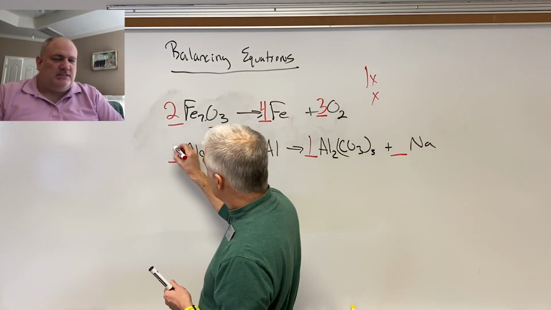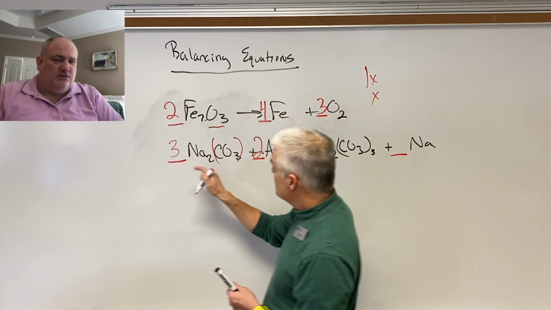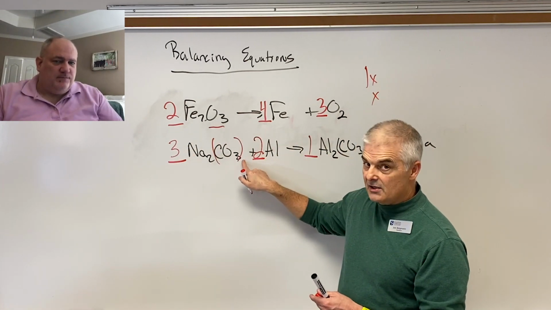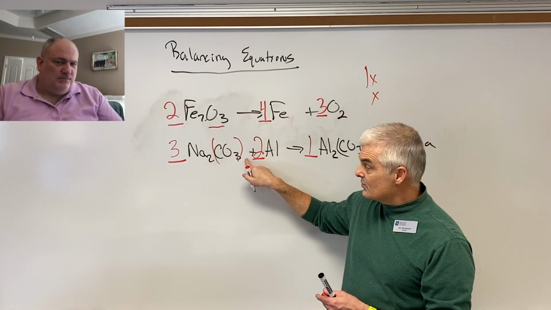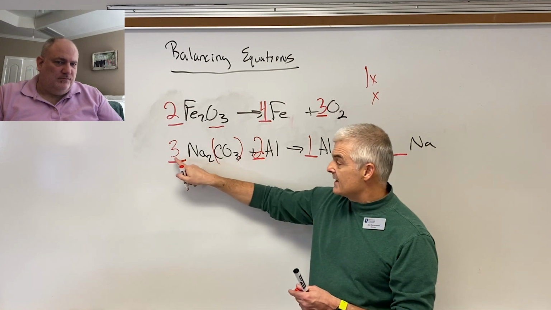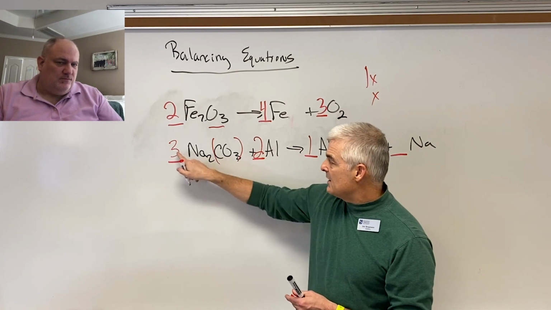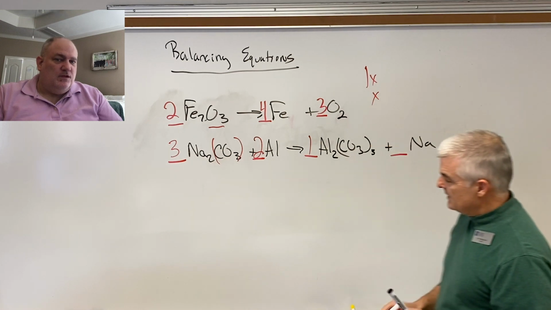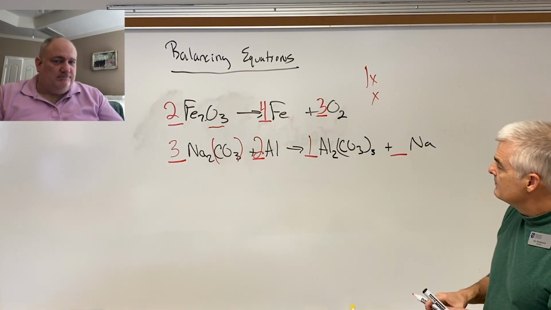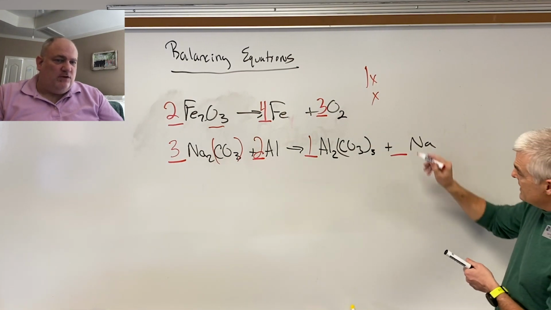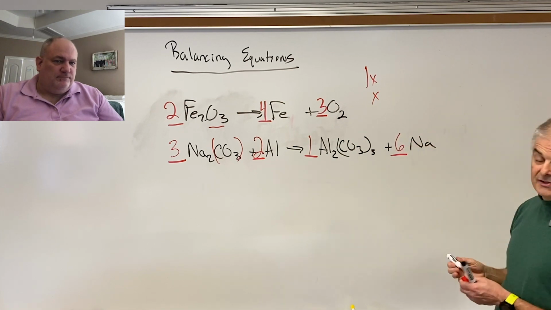So if you only have 1 on that side, you need to have 3 of them. So you're going to put a coefficient in front of it. Important: I'm not changing another coefficient. I'm not saying parentheses 3, because that changes what it is. I'm just adding numbers to the front. But that gives me how many sodiums? Well, now that gives you 6 sodiums. And you have only 1 over there. I just put a 6 there.